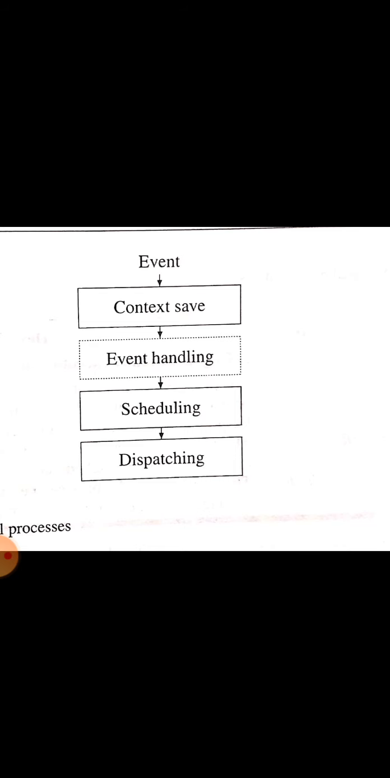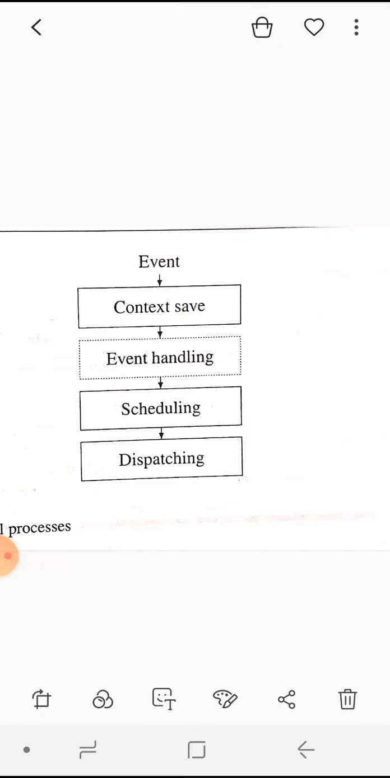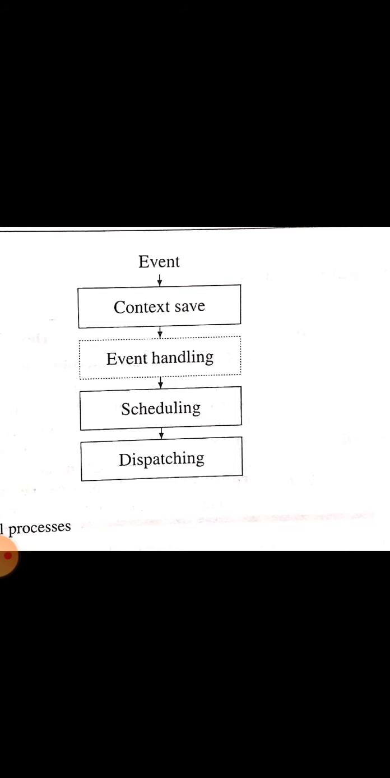Once the event occurs, the related information has to be saved, right? That is context save. Then you determine what kind of event you need to handle, that is event handling. Then we have scheduling. Now you have to allocate the CPU, so to which process you give it, that is scheduling. And dispatching is setting up the environment for the execution of your process. So this is your process control block.